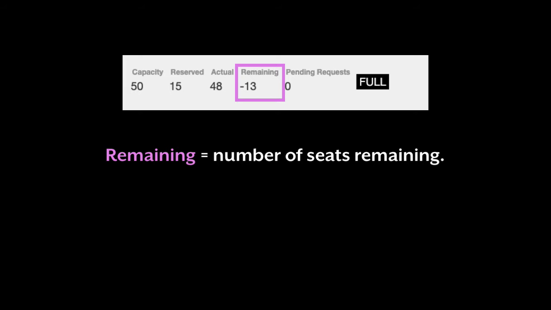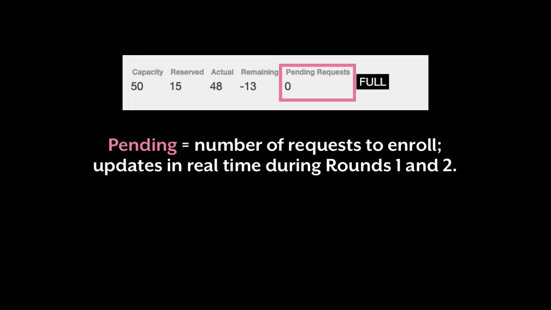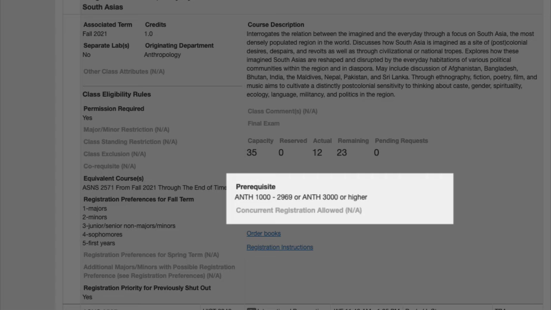If the instructor has approved students over the enrollment limit, using the class size override, that number may be a negative number. You'll also see the number of pending requests during registration rounds 1 and 2 that update in real time as students enter course requests in Polaris. Underneath the capacity information, you'll see prerequisites, which can include placements required for enrollment in the course.